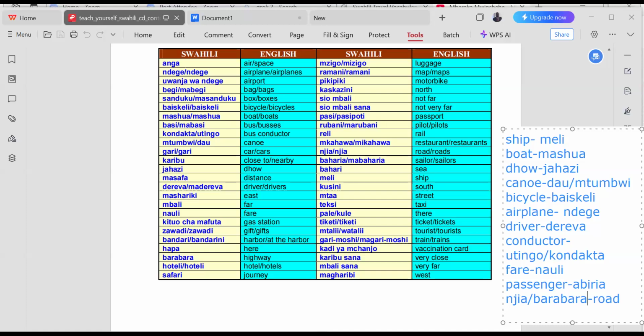But I can ask you, which route are you taking? Which road are you using? So I will ask you, unatumia njia gani? Or I'll ask you, unatumia barabara gani? Basically, I will still be referring to the road. Barabara gani or njia gani? So njia is the same as barabara, which is the road.